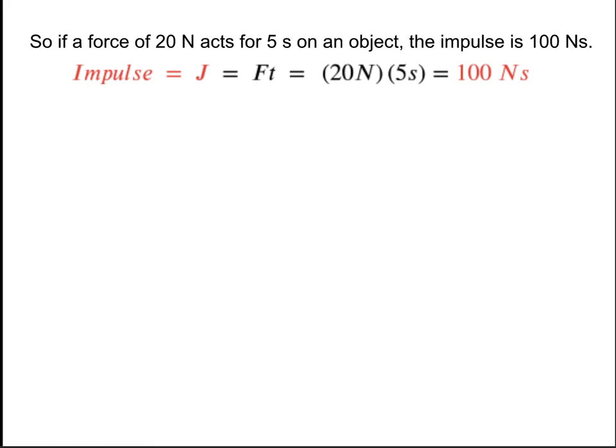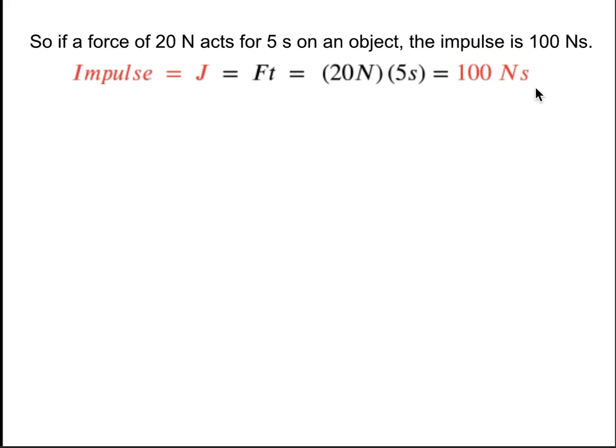Let's see how this works out with a few sample numbers. If you have a force of 20 newtons acting on an object for 5 seconds, we could calculate the impulse as 100 newton seconds. Again, with this formula, because we are multiplying the numbers, to get the unit, we also multiply the units. So that's where the newton seconds comes from.